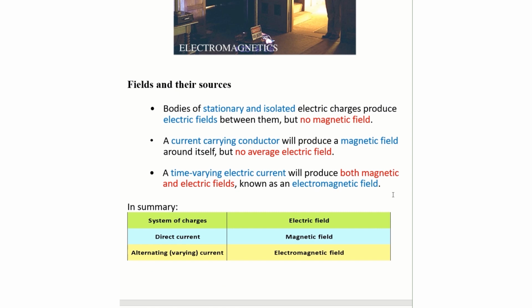Bodies of stationary and isolated electric charges produce electric fields between them, but not magnetic fields. A current-carrying conductor will produce a magnetic field around itself, but no average electric field. A time-varying electric current will produce both magnetic and electric fields, and this is known as an electromagnetic field.